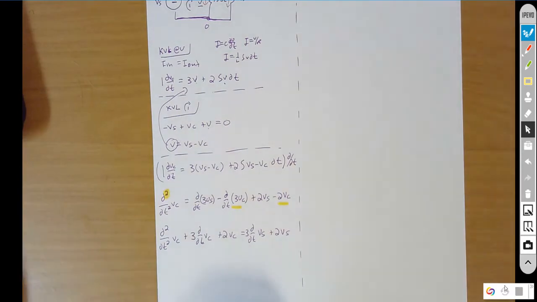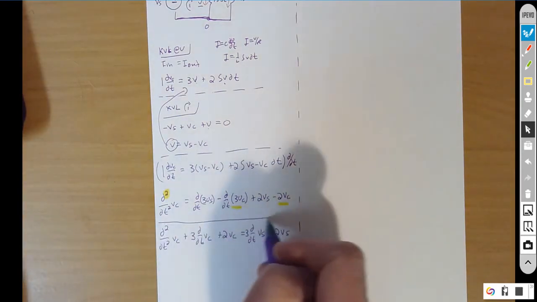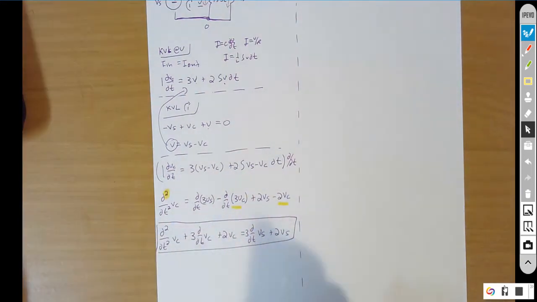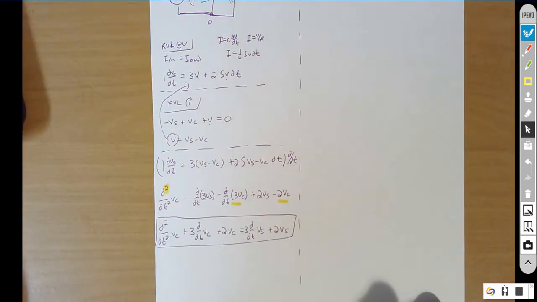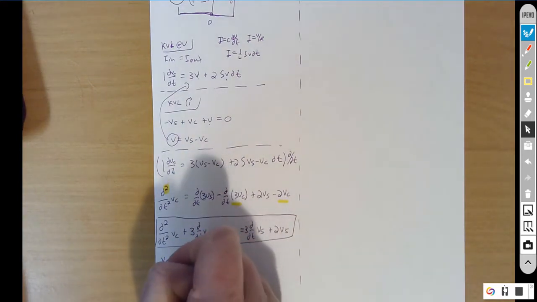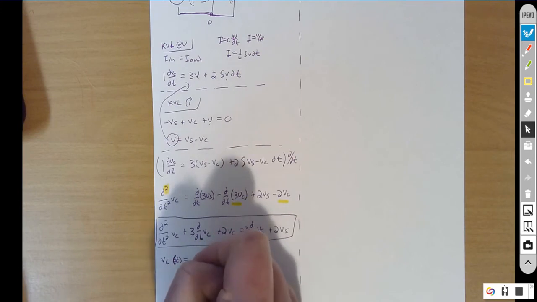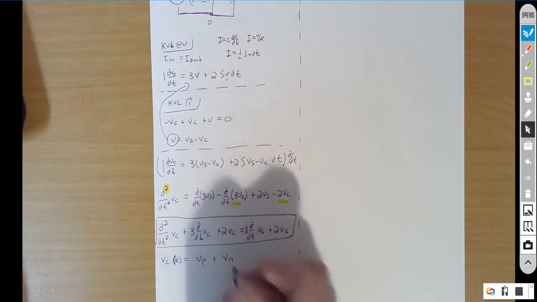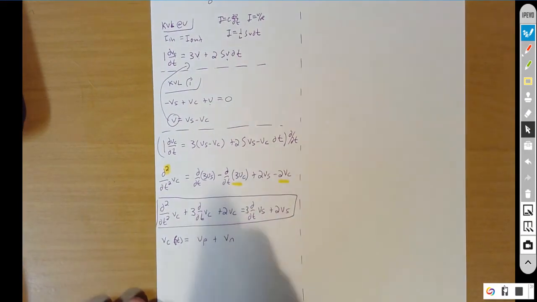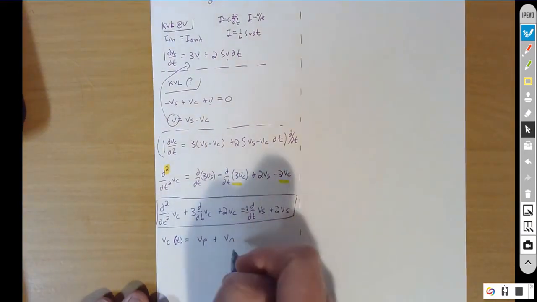Now we have our differential equation. I'll box this because this is important; we're going to use it. We know that V of C, when solved, will take the form V particular plus V natural. We just need to find the form of V natural, find V particular, and find our constants A1 and A2. That's the strategy. Let's start off and go ahead and find V natural.